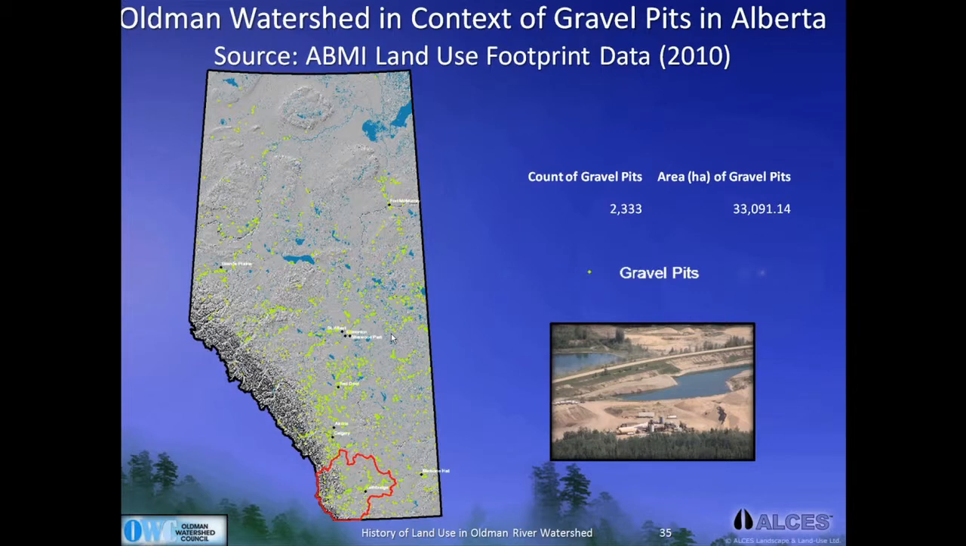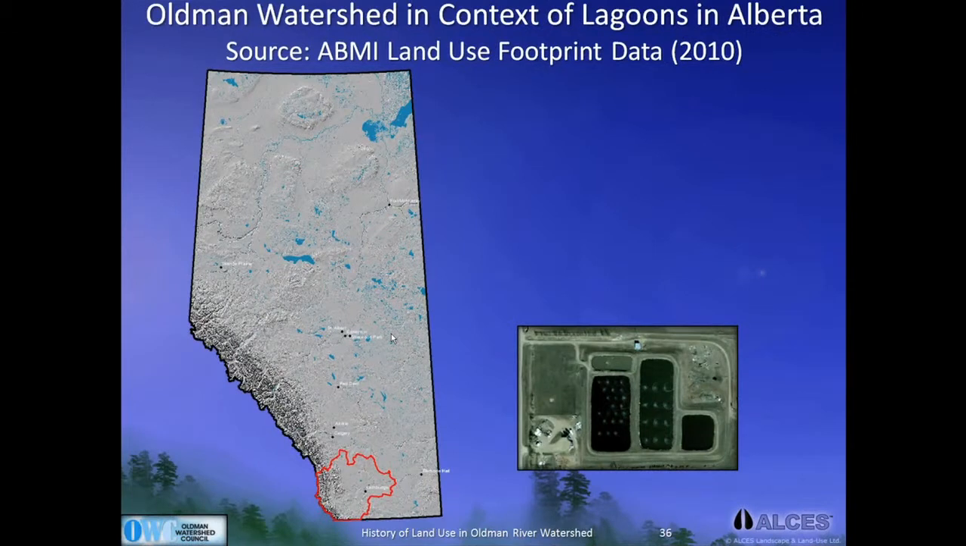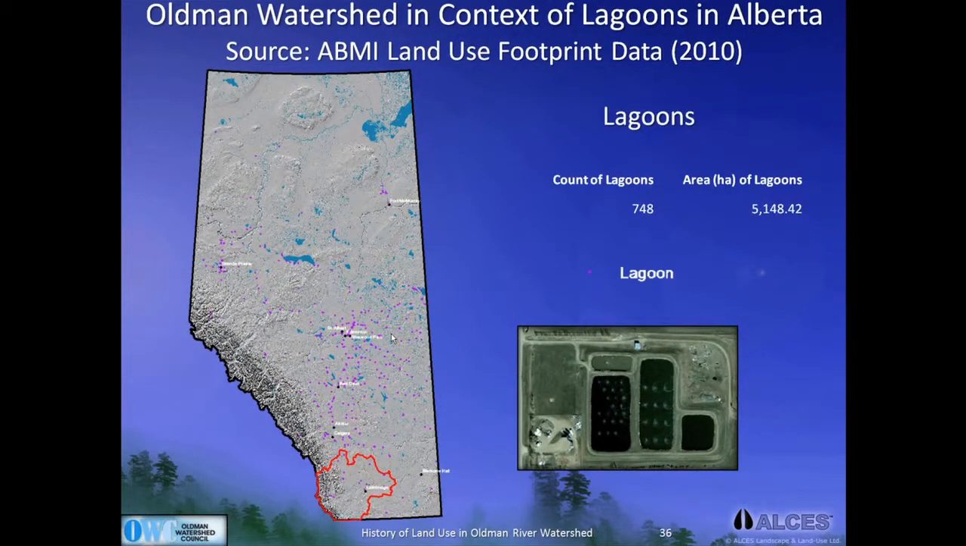Here we're looking at gravel pits, showing in green, and following, for the most part, the large riverine valleys. And yes, there's a significant population in the Oldman Watershed. In Alberta itself, there's about 2,300 of these pits. In terms of lagoons that are built to help process water from either settlements or other large industrial features, you can see the distribution in Alberta. There's about 750 of them, consuming a total of about 5,100 hectares, and some in the Oldman.